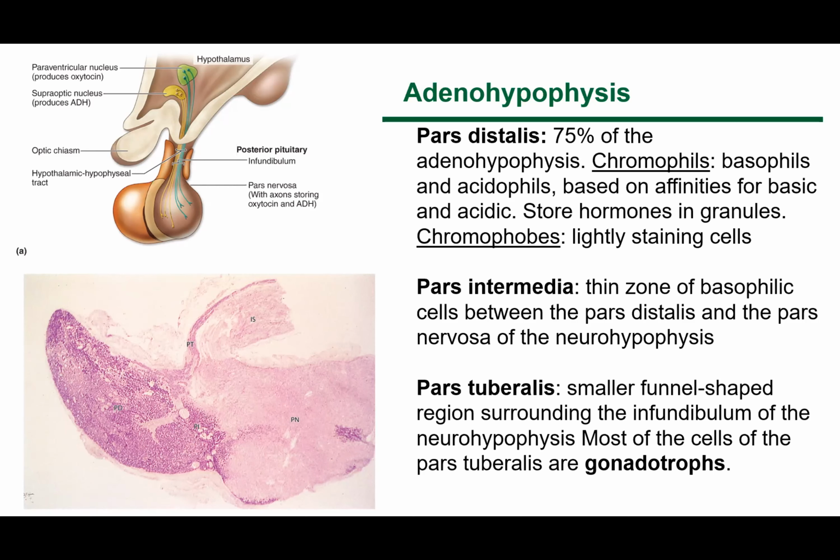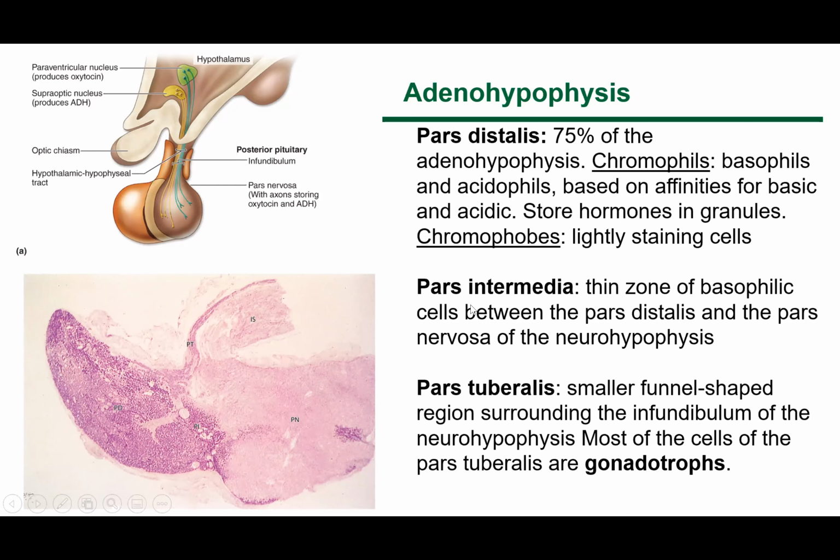And if you think back to slide 29 that I showed you previously, the anterior pituitary is responsible for a lot of different hormones. So there's going to be a pretty significant amount of cell diversity in this anterior region.